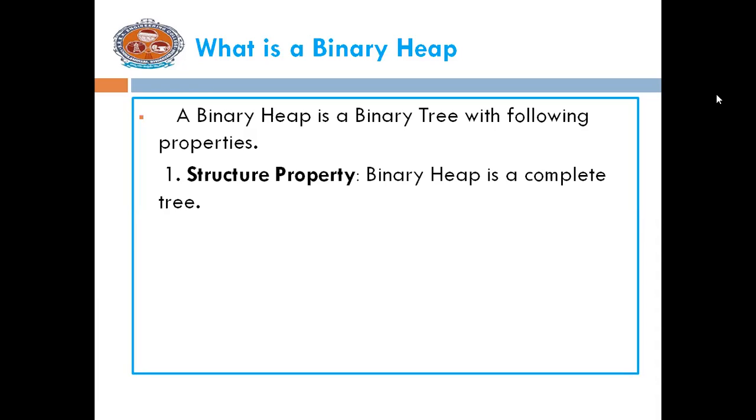The first property is the structure property. Structure property means a binary heap is a complete binary tree. A complete binary tree means all levels are completely filled except possibly the last level, and the last level has all the keys as far left as possible. See here, this is an example of a complete binary tree. All levels are completely filled and, possibly in the last level, the keys are as far left as possible.